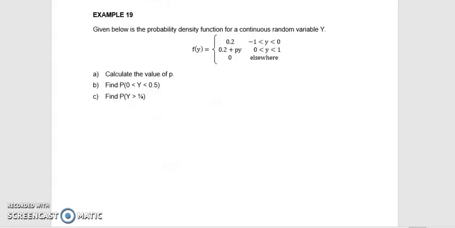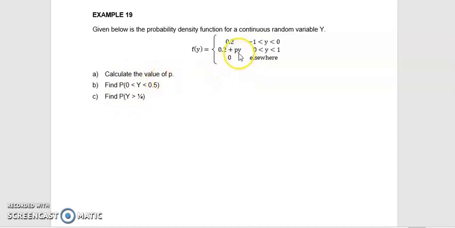Okay, now let's look at this example. Given below is the probability density function f(y) for a continuous random variable y. Here we have two functions. If y is greater than -1 but less than 0, the probability density is 0.2. And if y is more than 0 but less than 1, it is given by 0.2 plus py. Elsewhere means that for other values of y, it is 0. Look at question A. Calculate the value of p.